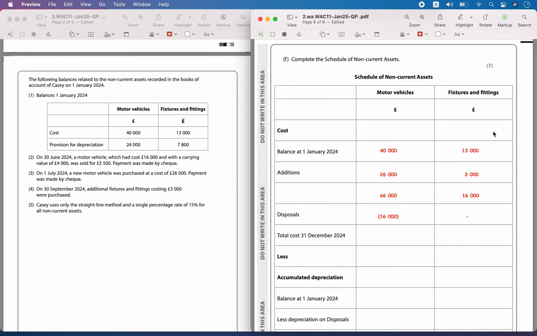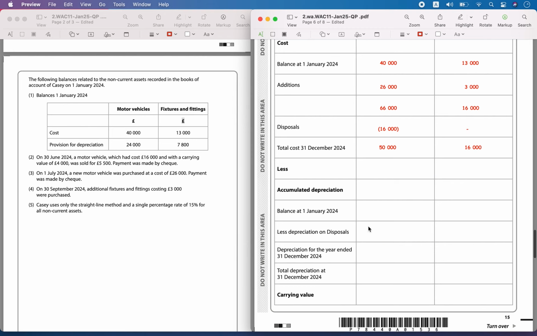So what is the total cost of the motor vehicle and fixtures and fittings remaining on 31st December? So you subtract 66,000 minus 16,000. So that will give you the value of 50,000. Then for the fixtures and fittings, it will be just 16,000. Then we have to do accumulated depreciation. We have to subtract. So what was the balance on 1st Jan 2024? So the first balance was 24,000. And here the balance was 7,800.